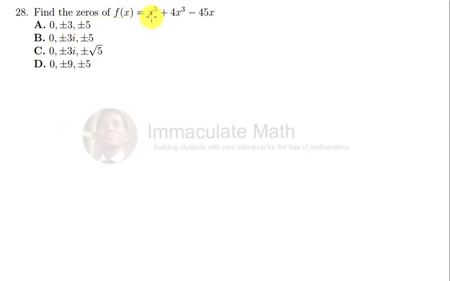In this question, they said find the zeros of the function f of x equals x raised to the power 5 plus 4x cubed minus 45x. So we want to find the zeros of this function. Let's try to see if we can notice a pattern in this expression. To look for the zeros, let's equate the function to zero. That means we have x to the power 5 plus 4x cubed minus 45x equals 0.